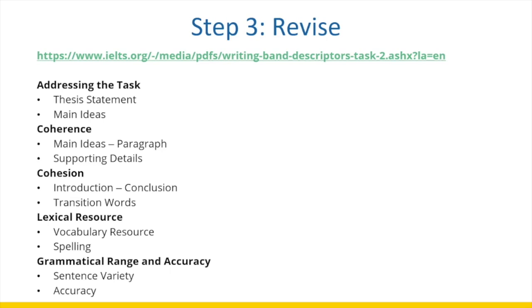Next one, we have cohesion. So here we have, as you see, introduction, conclusion. That basically means that your conclusion restates your introduction that we discussed earlier. Transition words, these are words such as first of all, secondly, in addition, also, however, finally. These are words you have to use throughout your essay, and you do not need too many of them. Just make sure you have at least 4 or 5.